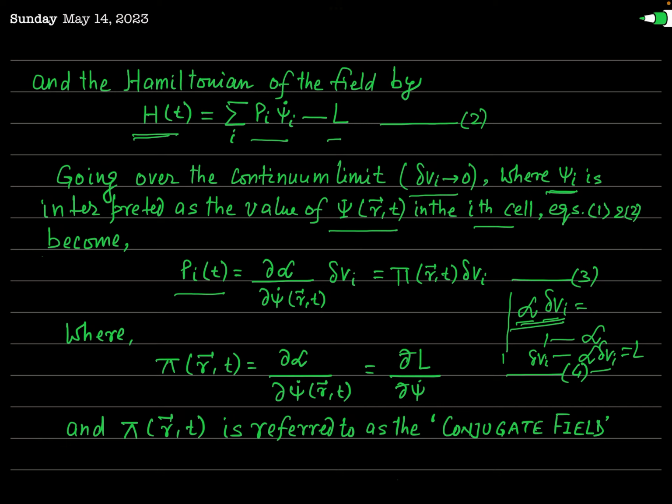So here I have written that this Pi of t is equal to del curly L by del psi dot of r,t times delta Vi. Okay. Now this del curly L by del psi dot is written as pi of r,t, and this pi of r,t is known as the conjugate field. This is the partial derivative of the Lagrangian density with respect to psi dot, and it is also a function of r and t. So instead of this partial derivative, we have written pi of r,t. Here this curly L is the Lagrangian density, you know.